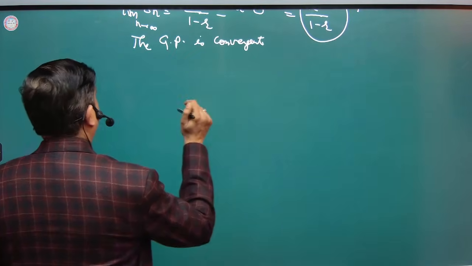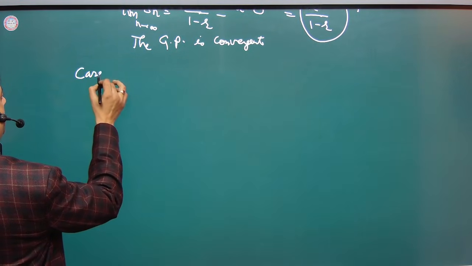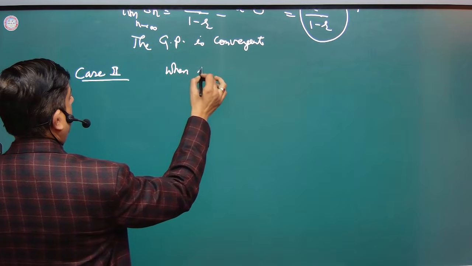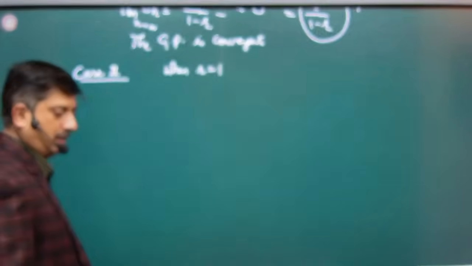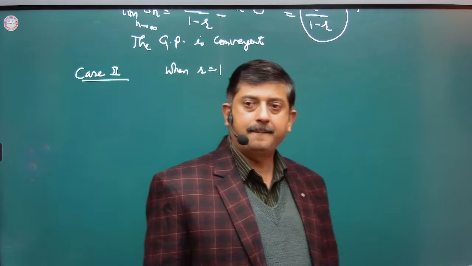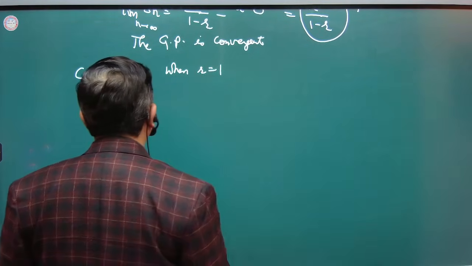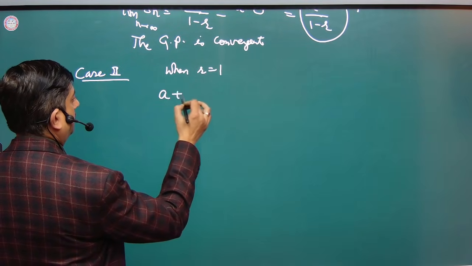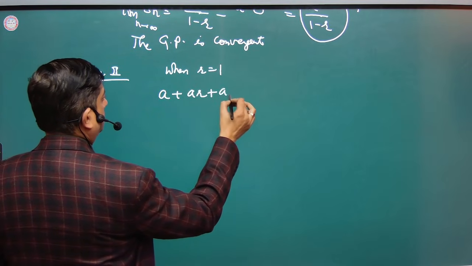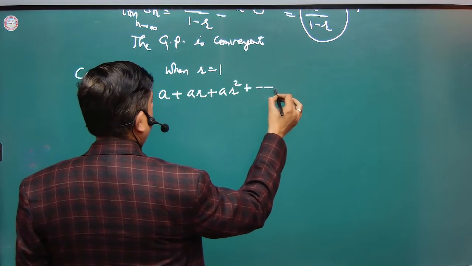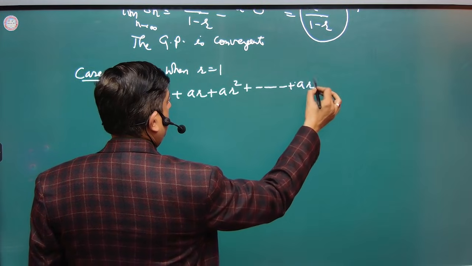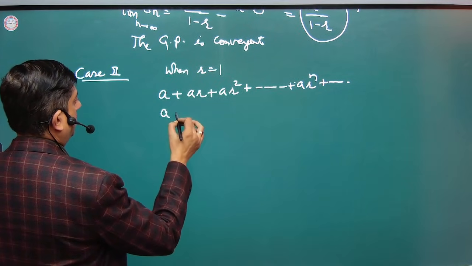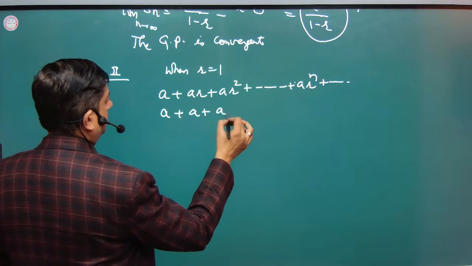Okay. So this is my second case, when r equals 1. Again, the geometric series. What was my geometric series? The geometric series is a plus ar plus ar square plus so on plus ar to the power n plus so on. But the value of r is 1, that's why the series is a plus a plus a and so on.